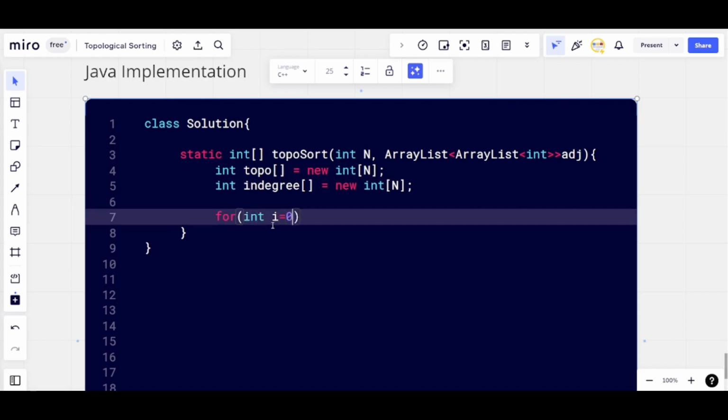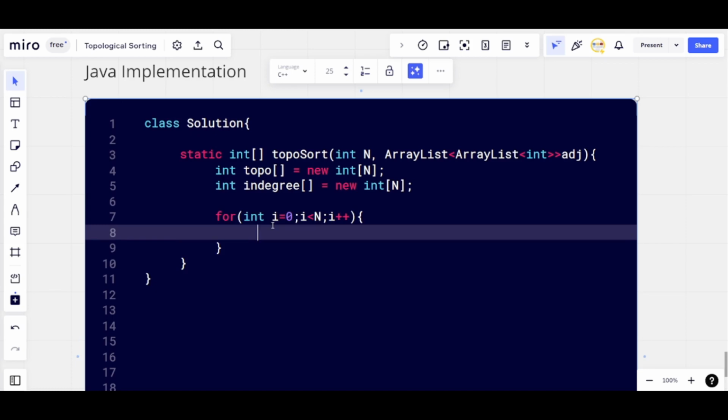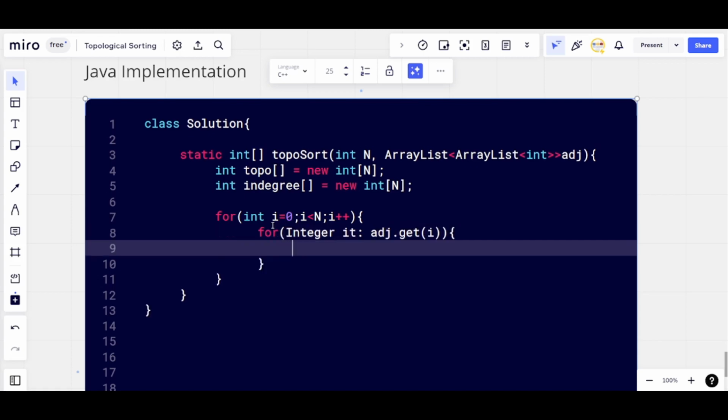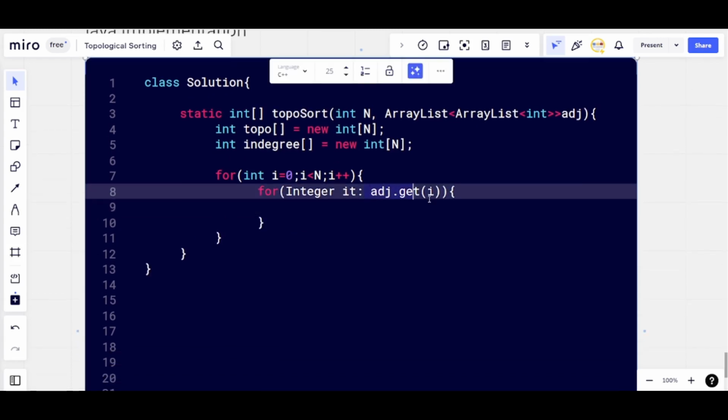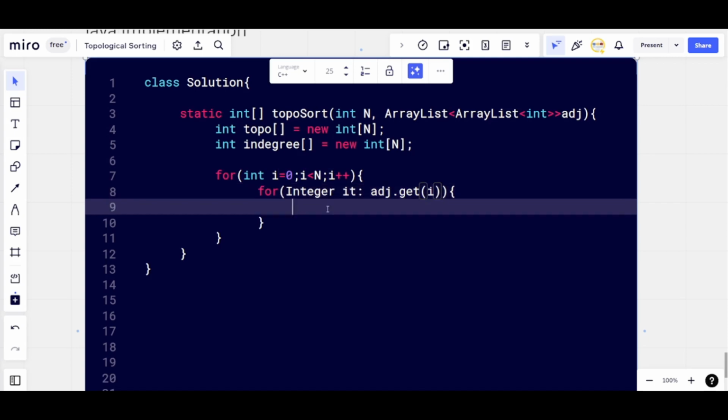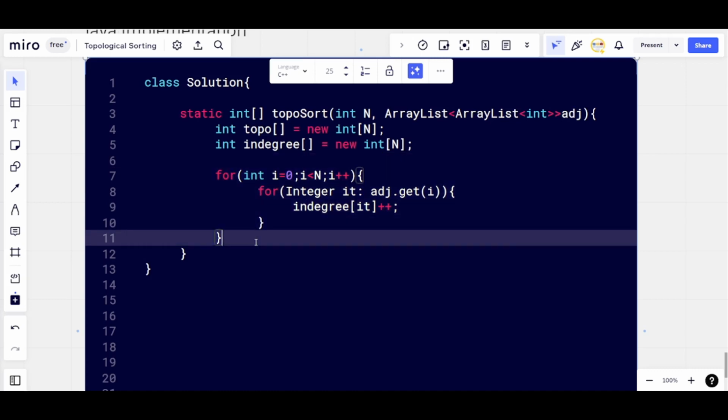Iterate over all the nodes of the graph starting from node number 0 till n minus 1. For every node, iterate over its neighbors, and it can be like adj.get(i). So I'm traversing the vector corresponding to node number i, and for every neighbor node I am going to increment the in degree for that node by 1. Okay, so this will prepare my in degree array.